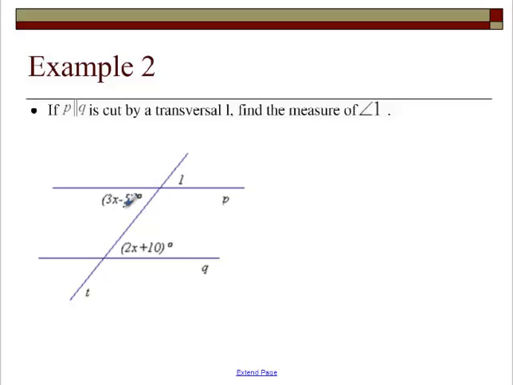Okay, so let's start working on one. P and Q are parallel, they're cut by a transversal. Find the measure of angle 1. So we need to find 1.